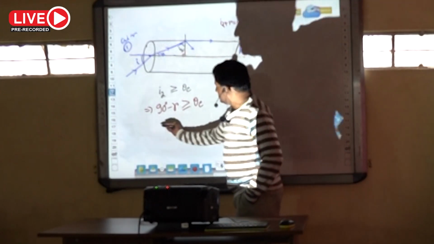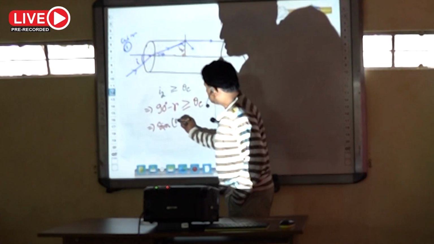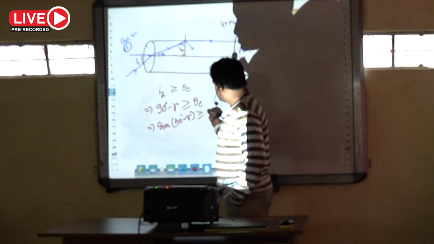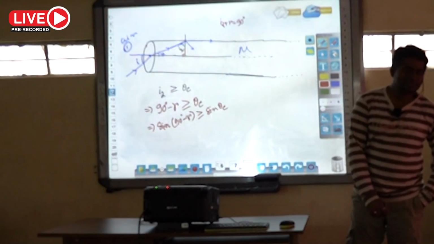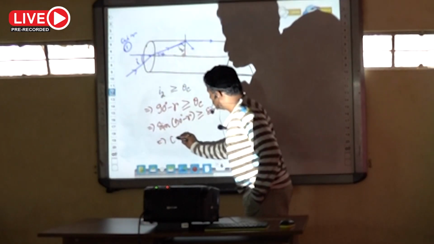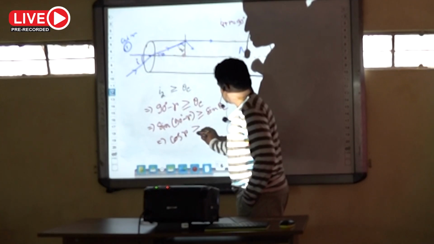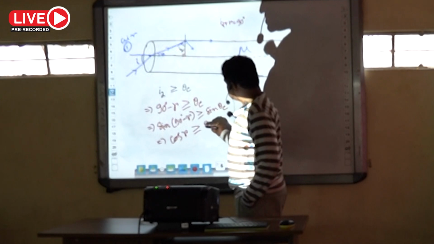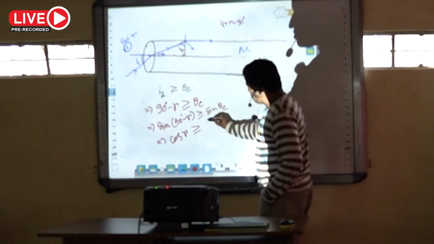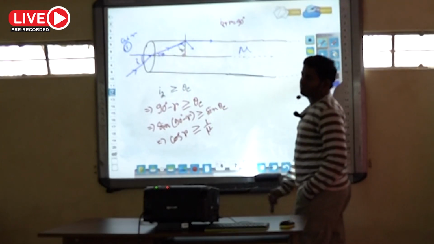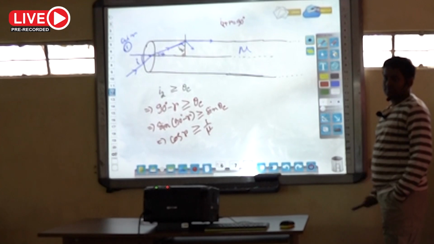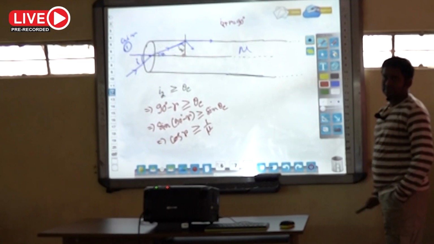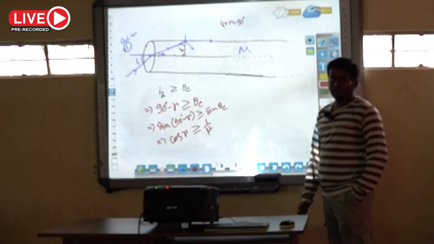Take sine on both sides. Sine of (90 minus R) greater than or equal to sine theta C. What is sine of (90 minus R)? Cos R. So cos R is greater than or equal to sin theta C. But what is sin theta C? 1 by mu. Okay. And cos R is greater than or equal to 1 by mu.